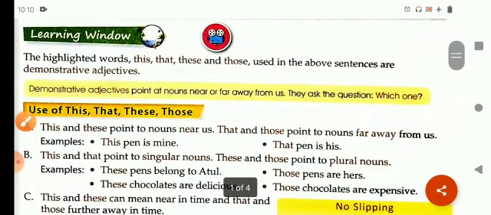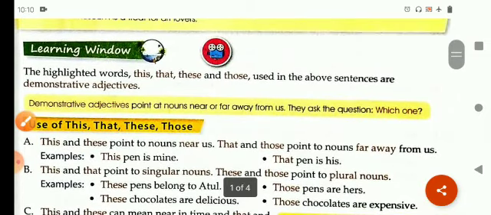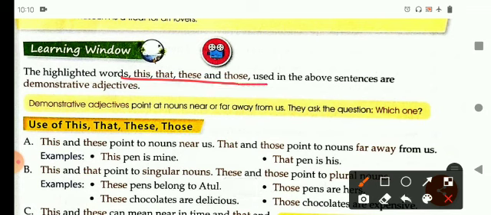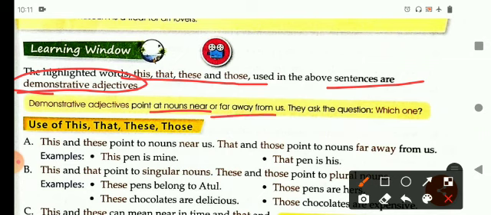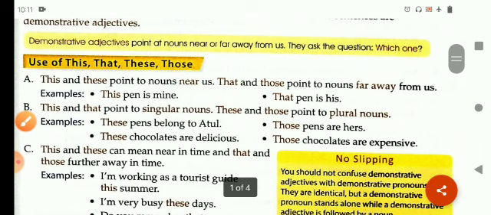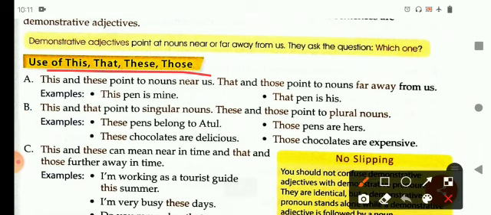Now children, the highlighted words this, that, these and those used in the above sentences are demonstrative adjectives. You can also say demonstrative adjectives always point out nouns near or far away from us and always give the answer of question which one. Now let's read some of the use of this, that, these and those.